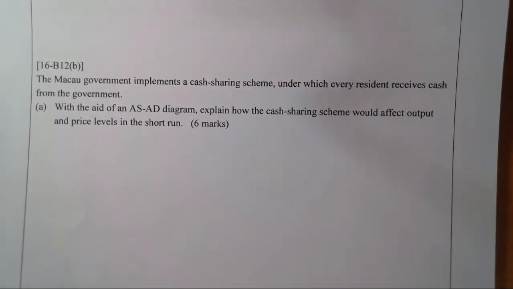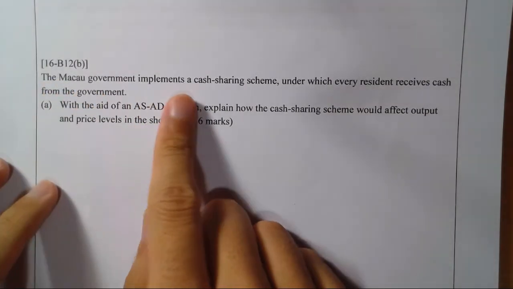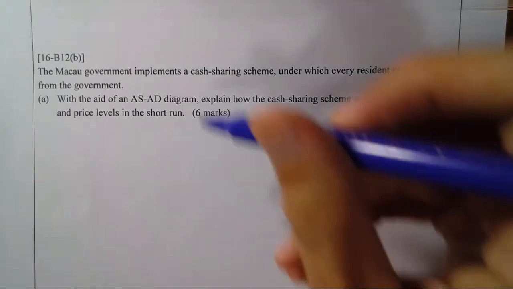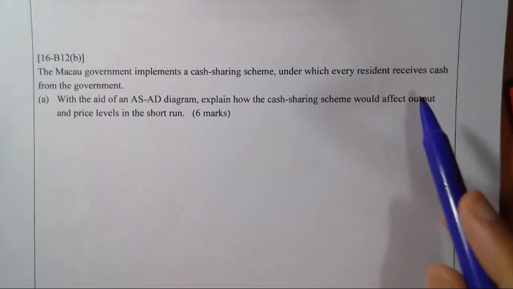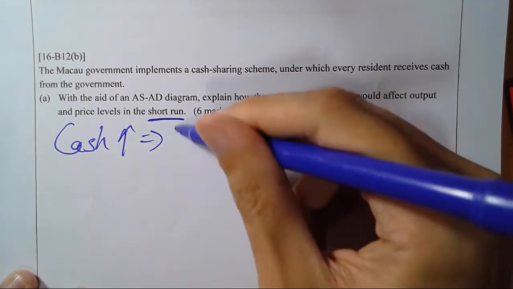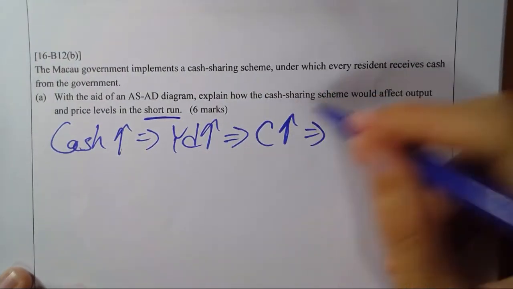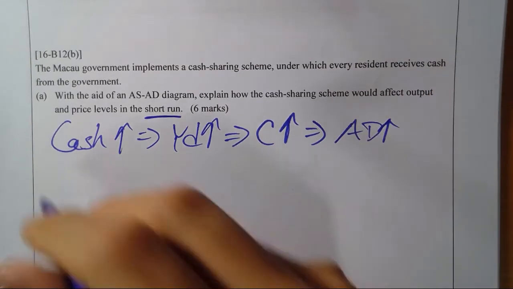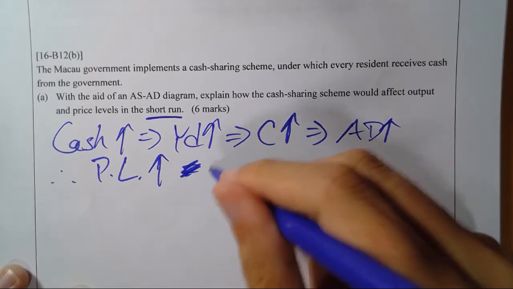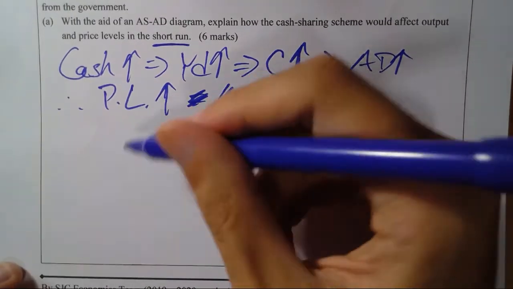You see, they keep repeating themselves. Now, it says the Macau government cash sharing scheme, which is the one we did just now, right? Basically, cash. Now, this time, short run. So with more cash, it means we have more disposable income. With more disposable income, C would go up, and then it means AD would go up. Therefore, in the short run, price level would go up, and also output level would go up in the short run. These are things you just memorize. Now, what about the diagram?